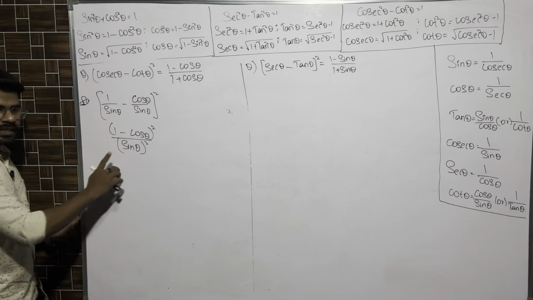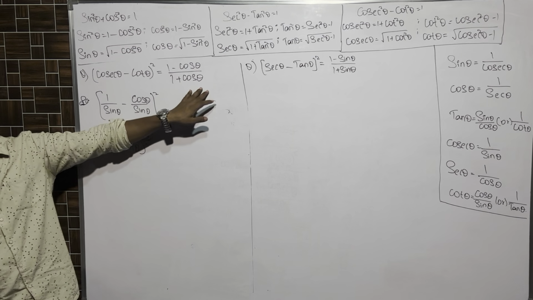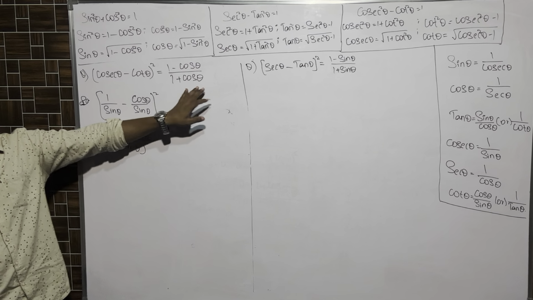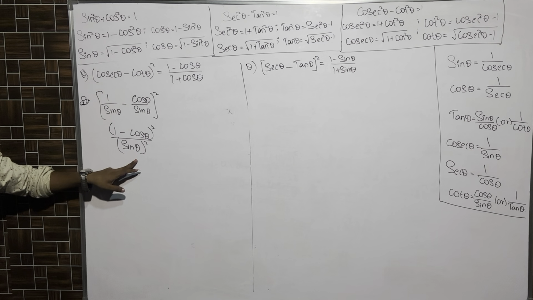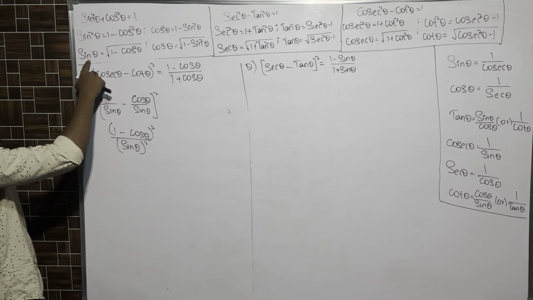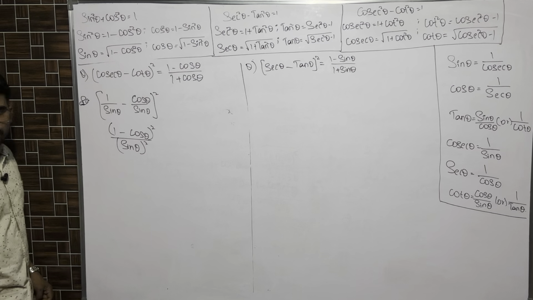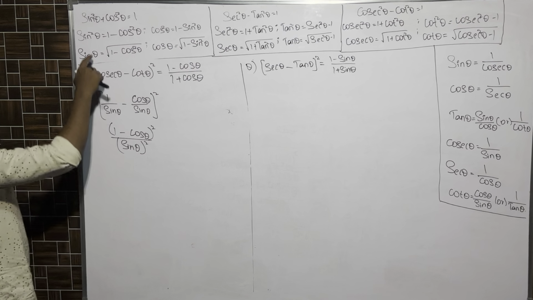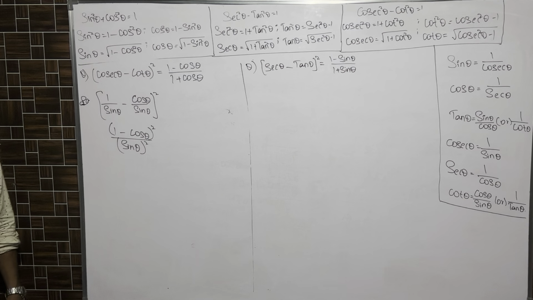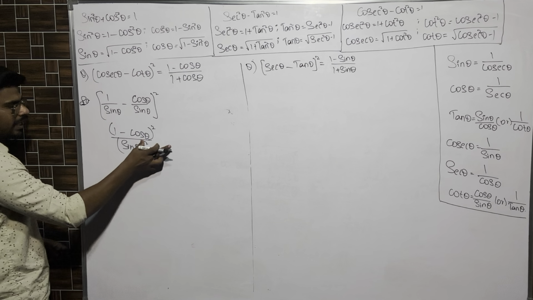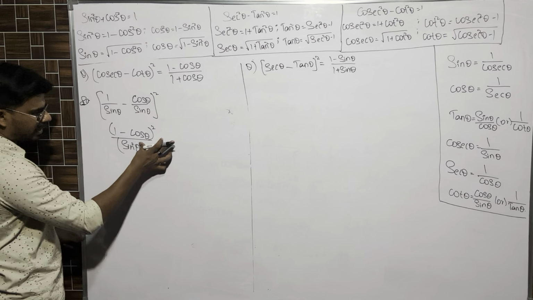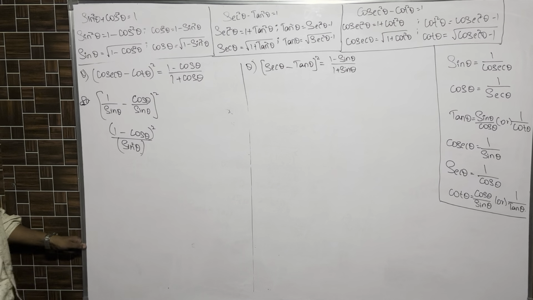Next, sine theta is there in the denominator. We shouldn't have sine theta, we want cos theta. Do we have any formula for that? Yes, sine square theta can be written as 1 minus cos square theta. This whole square in the denominator is nothing but sine square theta. Instead of sine square theta, I am writing 1 minus cos square theta.